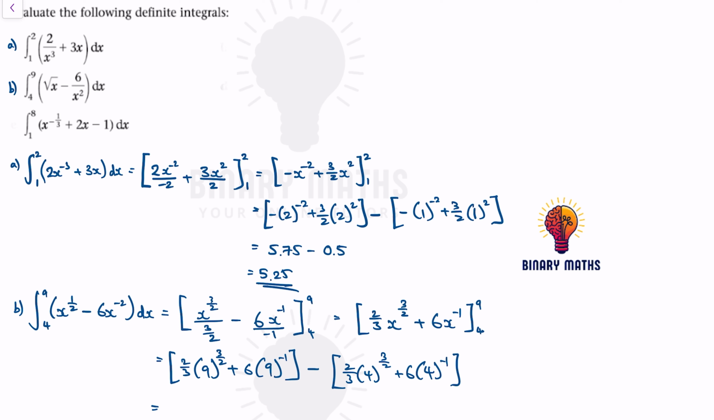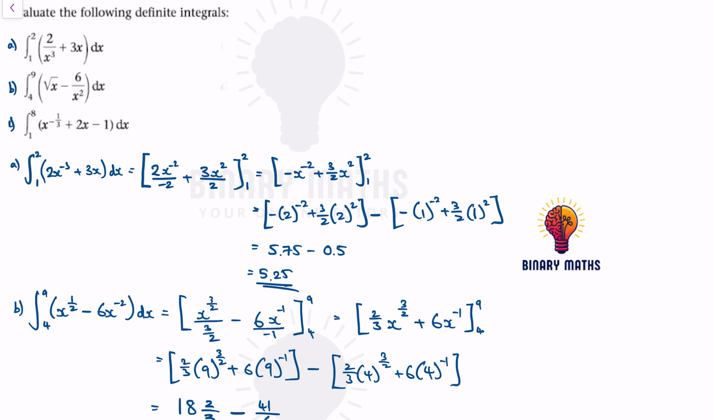Okay, when I put the first square bracket into the calculator, I get 18 and 2/3. Oops, 18 and 2/3, not 18 to the power of 2/3. So 18 and 2/3. When I put the second one into the calculator, I get 41 over 6. Okay, when I subtract this, I end up getting 71 over 6.